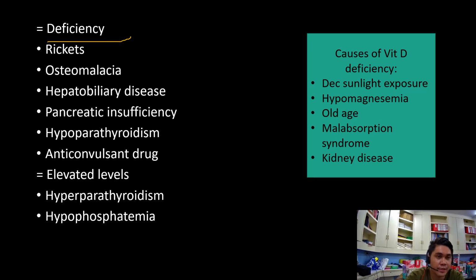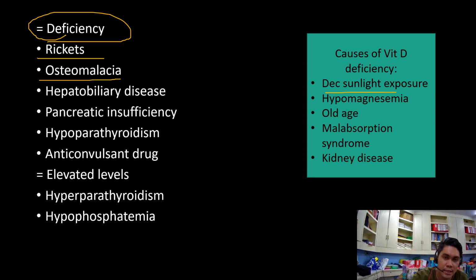So for deficiency, the diseases associated with vitamin D deficiency are rickets and osteomalacia. Both are characterized by a problem with bone mineralization. The difference is just the onset. Rickets is during childhood, osteomalacia during adulthood. Okay? Now for the causes of vitamin D deficiency, first is decreased sunlight exposure, and hypomagnesemia.